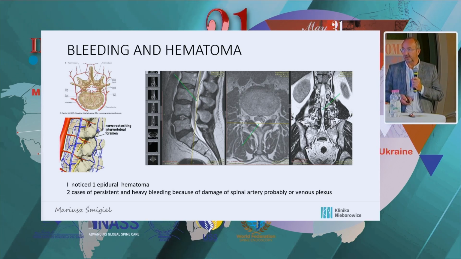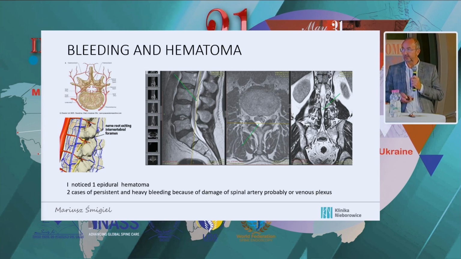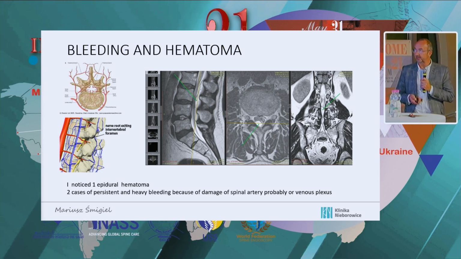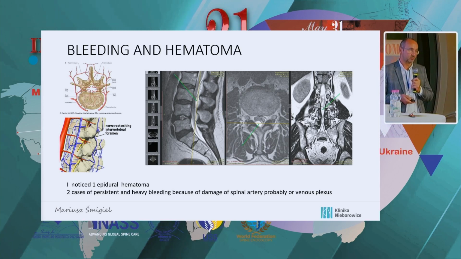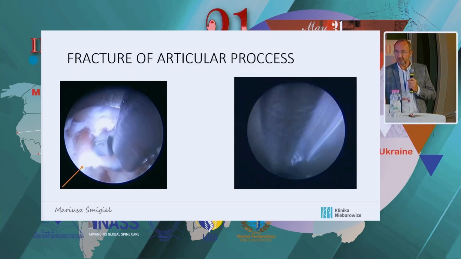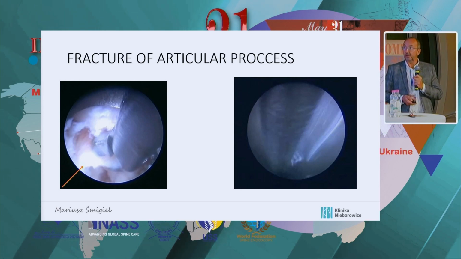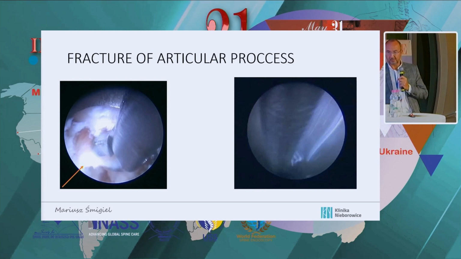Only once I noticed an epidural hematoma, treated conservatively. I had two cases of persistent and heavy bleeding because of damage to a spinal artery or venous plexus. So I had to insert spongiofilm to stop the bleeding. Twice I broke the articular process, but it was easy to remove the fragment with a punch.